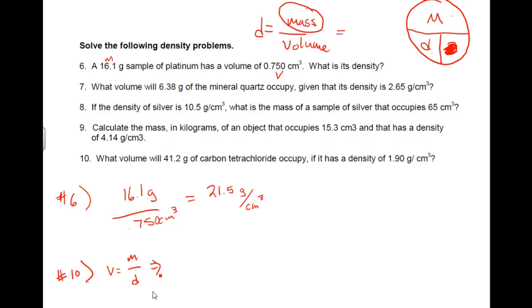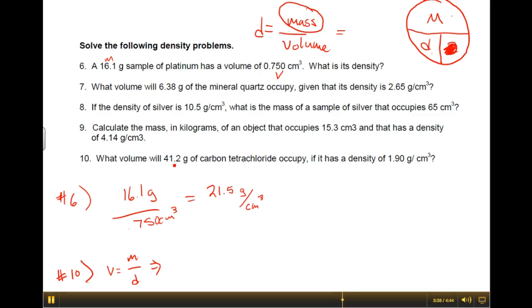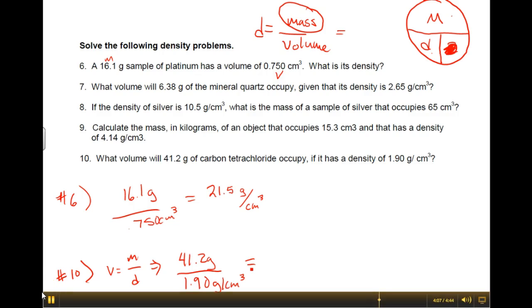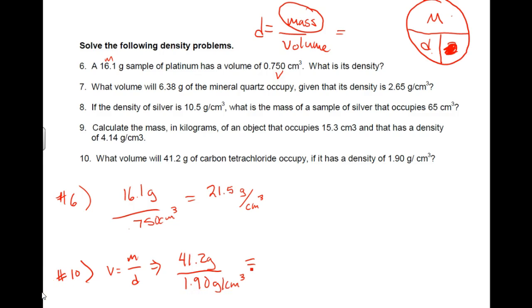All right, so we'll plug that in. What volume will 41.2 grams, that's our mass, of carbon tetrachloride occupy if it has a density of 1.90 grams per centimeters cubed. All right, so now it's just math. Type it in, 41.2 divided by 1.90. I get 21.68. That's pretty similar to number 6, ironically.